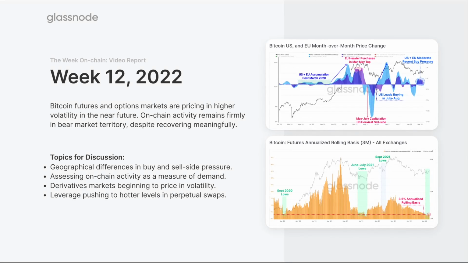Now, simultaneously, we're going to actually explore two interesting concepts. The first one is a geographical view of the buying and selling pressure. So we recently released three metrics looking at the US, EU, and Asian trading hours, and looking at where the buy and sell side is coming from based on price action. So we're going to explore that with a bit of detail and just really map out to start off how 2021 and 2022 have played out so far.